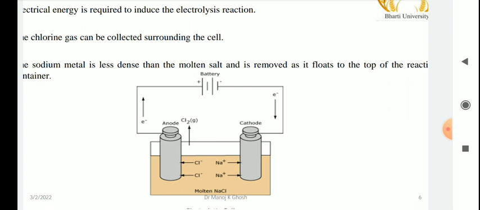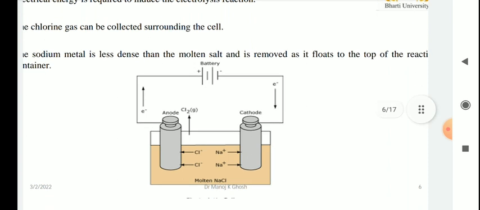Suppose sodium metal is less dense than the molten salt and is removed as it flows to the top of the reaction container. Here is the figure, where you can use two electrodes, one is the anode and the second is the cathode, and you can dip or dissolve sodium chloride solution.